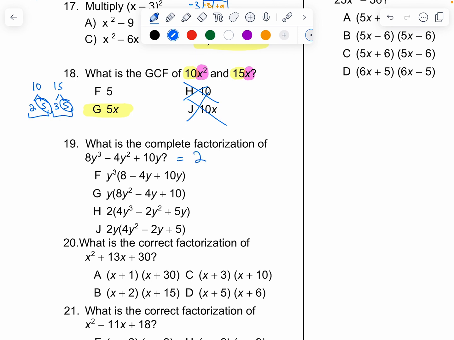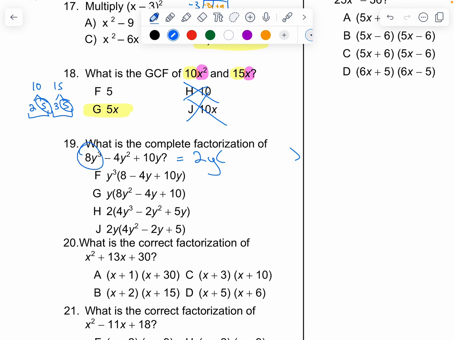Okay, how about letters? Well, we have a y cubed, a y squared, and a y, so they all have one y in them. We have to default to the smallest amount. So what I just did is found the greatest common factor. Now that I found it, I'm going to factor that out. So what's left over if I divide 2y out of each of these terms one by one?